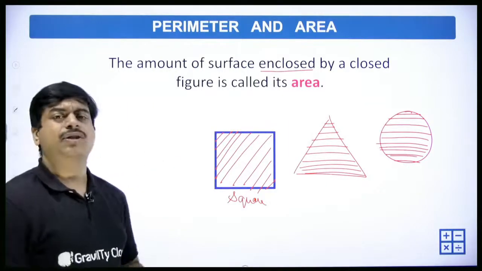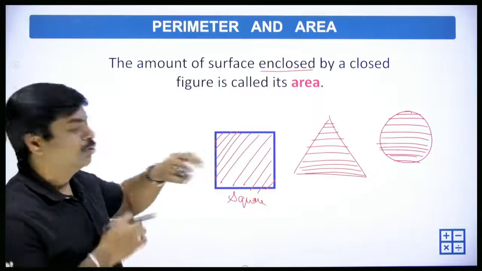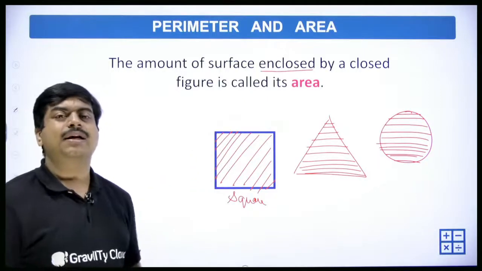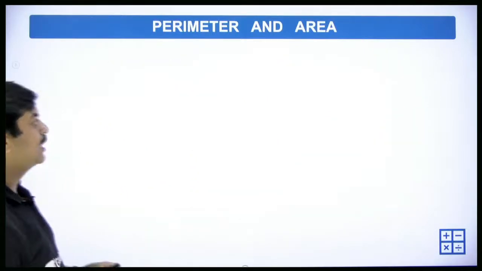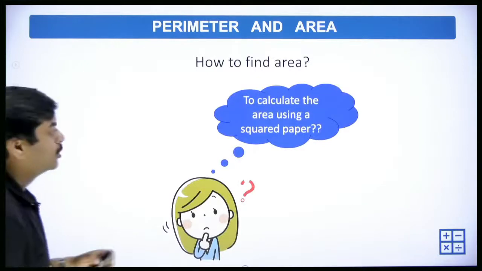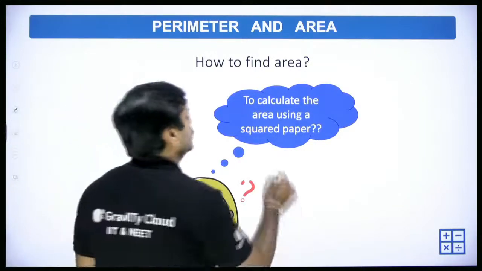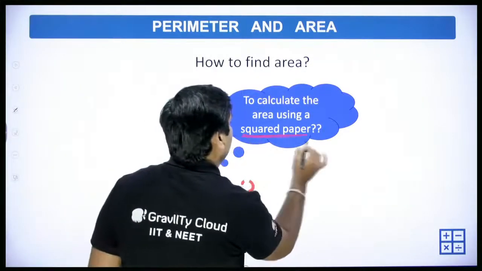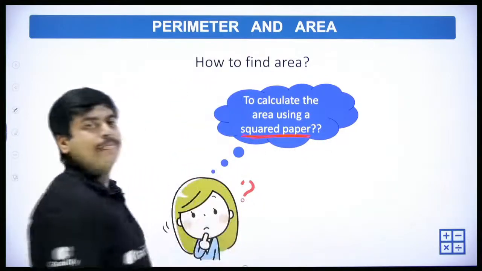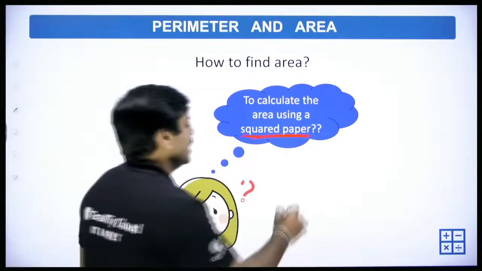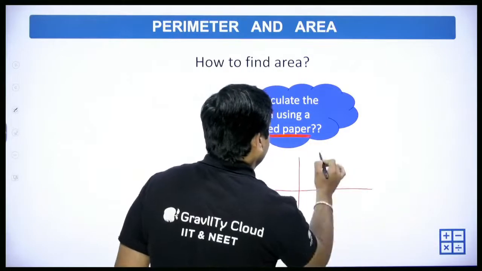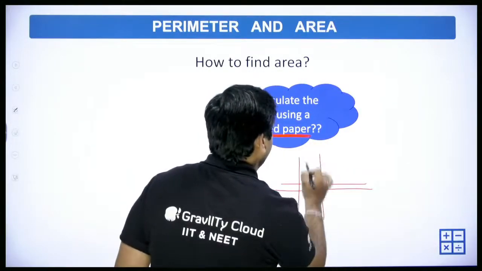So now the major question is how to find or how to calculate the area of a given figure. So let's try to understand that more. To calculate the area using a squared paper. What do you mean by squared paper? Squared paper means it has unit squares in it, right?